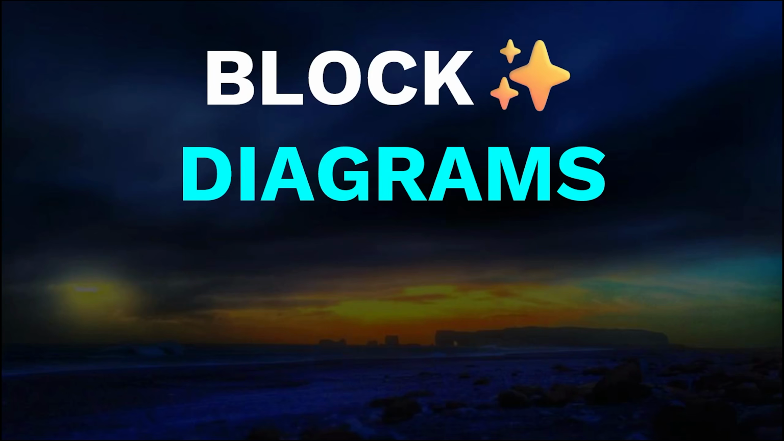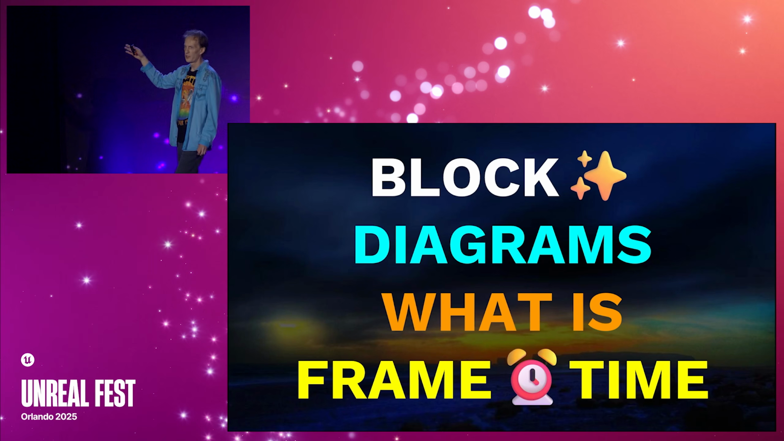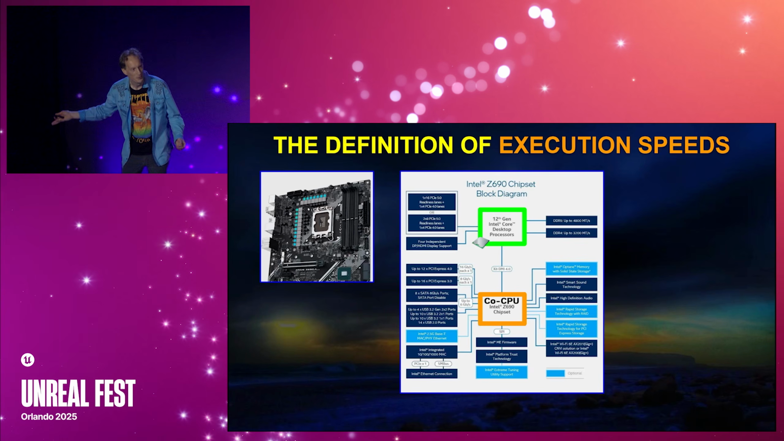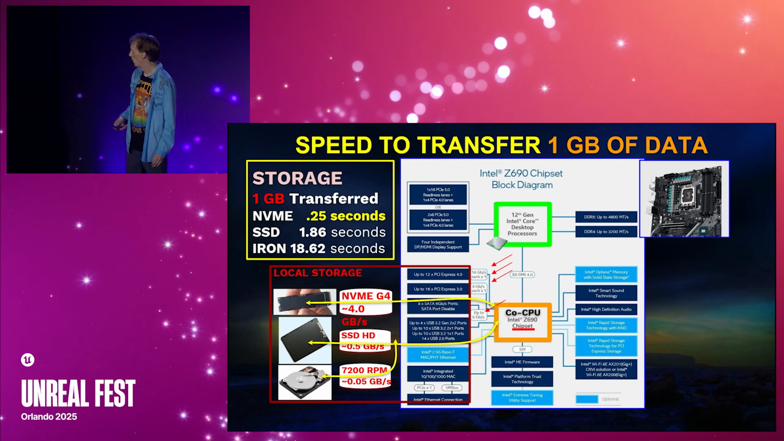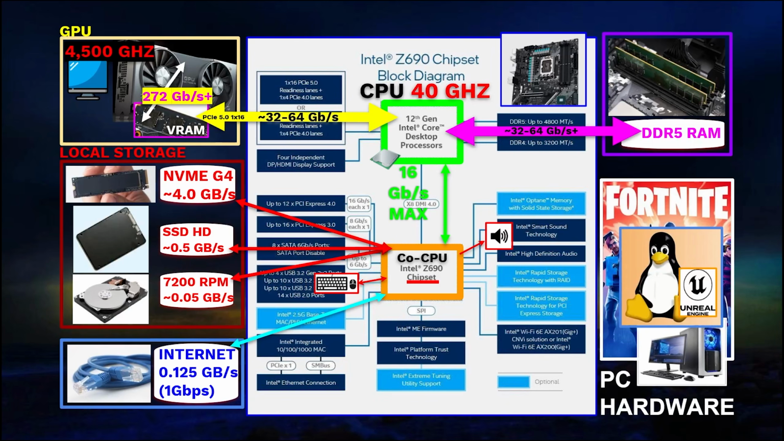Block diagrams. Okay, pretty nerdy here. What is a frame time? Your processor or your motherboard gives you these printouts when you're building a system that show how data flows. You have a couple of different hard drive choices, NVMe, SSD, and some iron down there. I'm showing how slow it is to actually transfer 1 gig off the hard drive over to your coprocessor. The coprocessor's there because everything's so slow below it, it has to pile up the data to send it up to the actual processor RAM, which talks at 32 gigs per second.